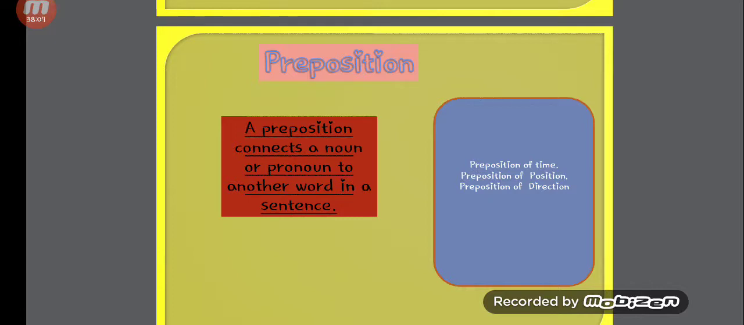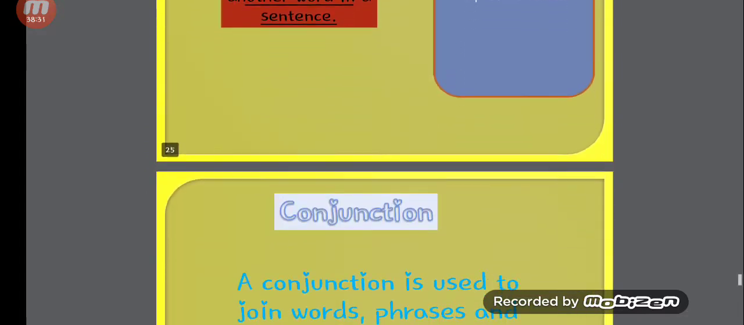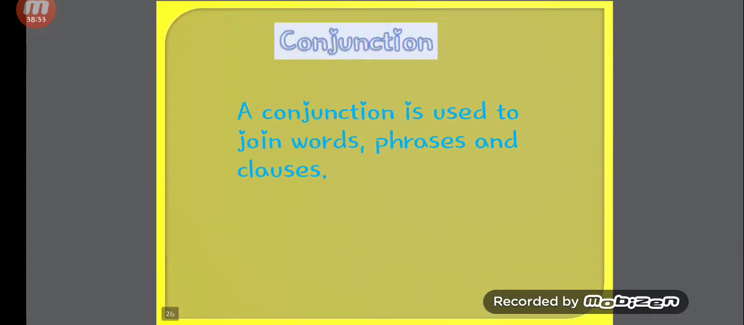Preposition of direction. Some prepositions show the direction of the action. He saw me running towards him. The direction, my direction was towards him. Preposition of direction. I will leave for Delhi tomorrow. My direction. Here the preposition shows the direction.